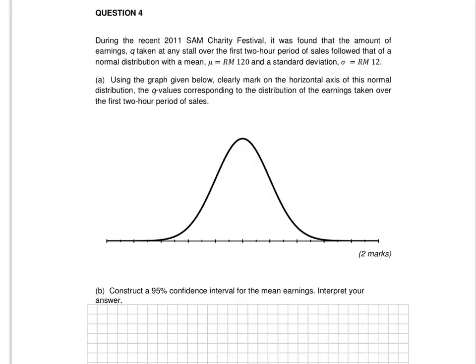Question 4. Note the information given. Firstly, we note that the distribution is normally distributed, shown here, with a mean of 120 and a standard deviation of 12. Part A requires us to clearly mark on the horizontal axis of this distribution corresponding to the distribution of the earnings taken over the first 2-hour period of sales.